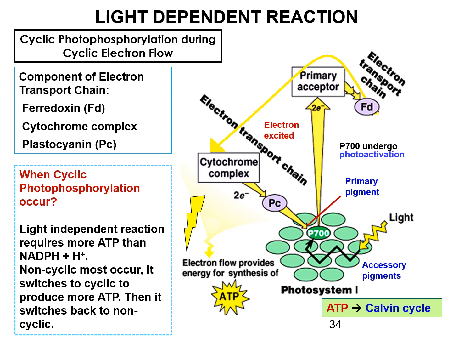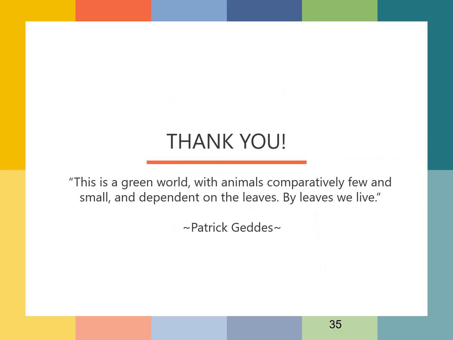In non-cyclic, the primary electron acceptor near the end will pass to ferredoxin, then pass to the NADP+, which is catalyzed by the NADP+ reductase. But for cyclic photophosphorylation, it is ferredoxin, cytochrome complex and then plastocyanin back to P700. That is where the difference is. Thank you.